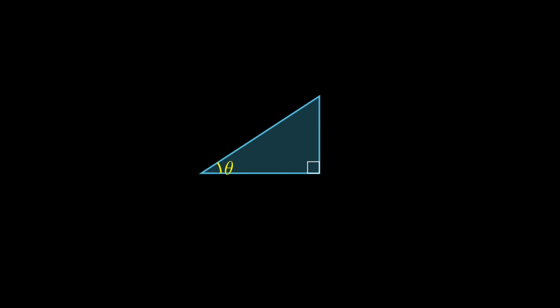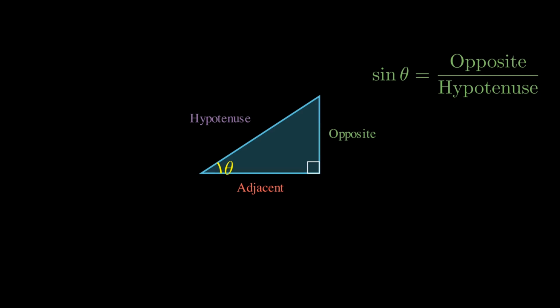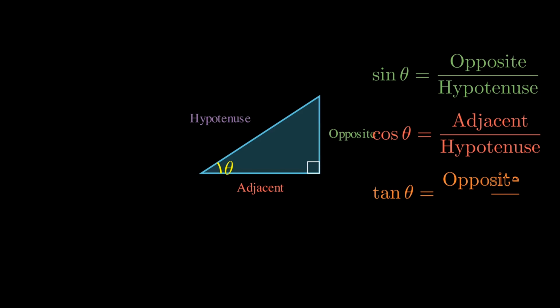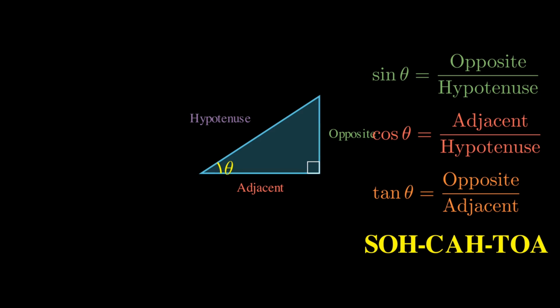We begin with a right-angled triangle and an acute angle theta. We define three primary ratios. Sine of theta is opposite side over hypotenuse. Cosine of theta is adjacent side over hypotenuse. Tangent of theta is opposite side over adjacent. A classic memory aid is SOH-CAH-TOA. It's all about ratios of side lengths.